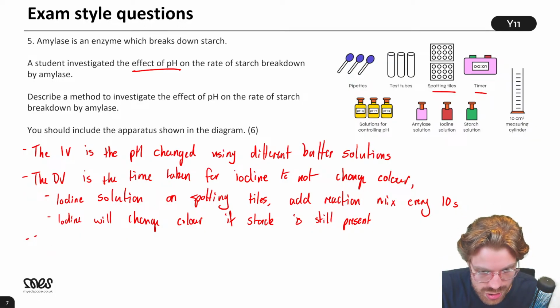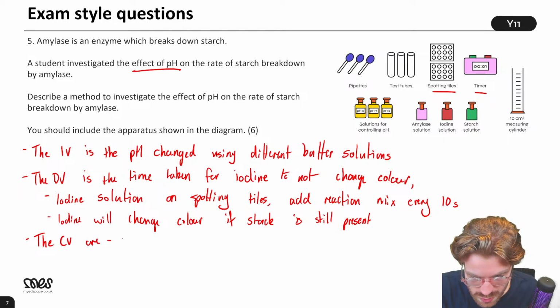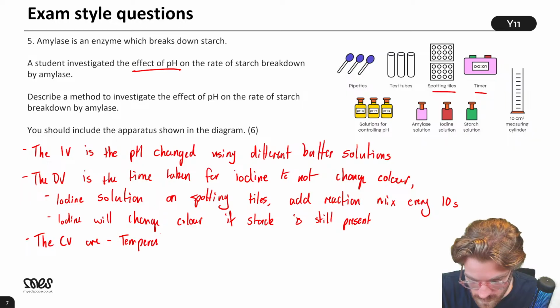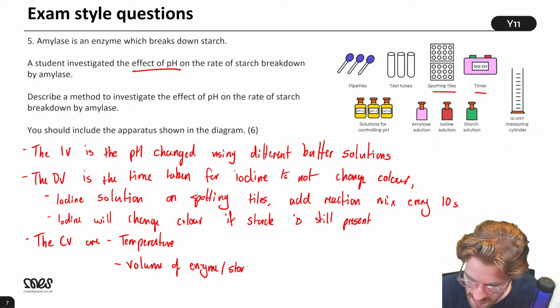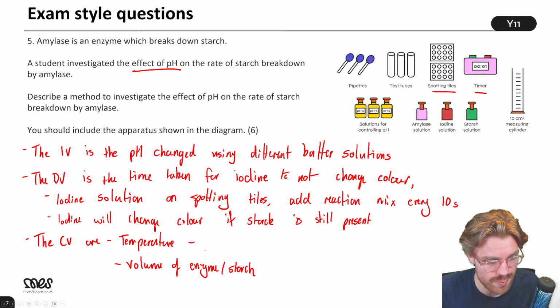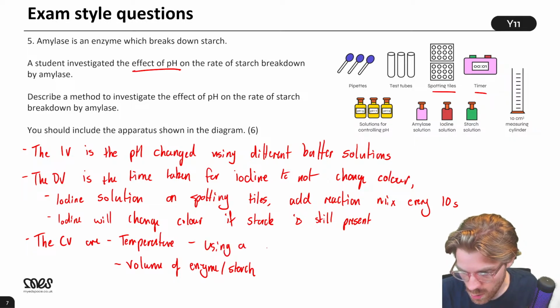And then we can talk about our control variables. So the control variables are, and we would mention all the ones that we have talked about. We could talk about temperature, and then we could talk about volume of enzyme / starch. Now, when we talk about temperature, how would I keep the temperature the same? Mentioning this in my method to investigate the pH. What would we say about the temperature? We're going to say using a water bath. Very good. So using a water bath, keeping that temperature the same.